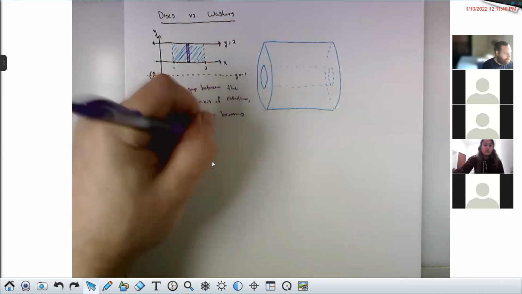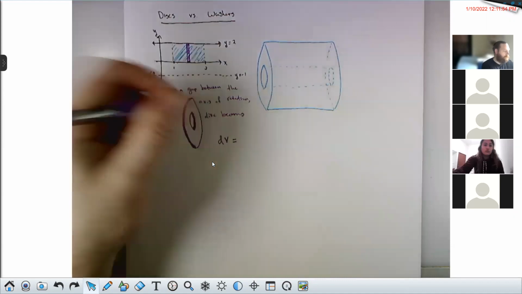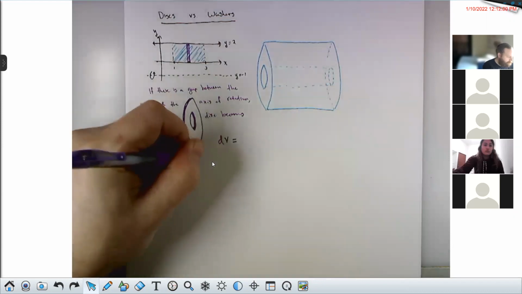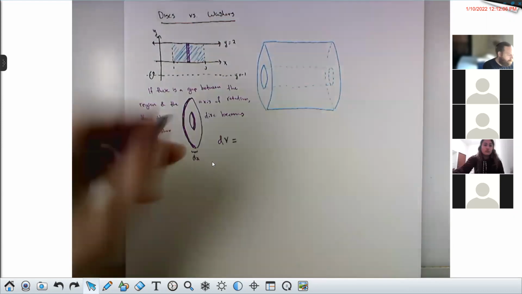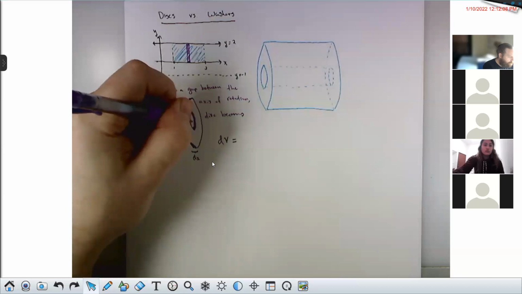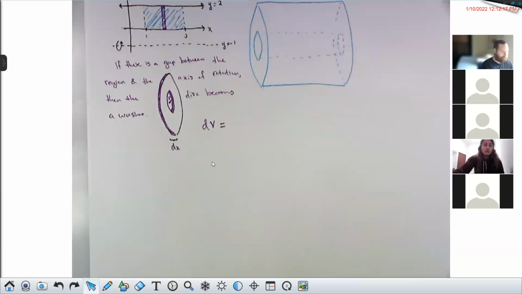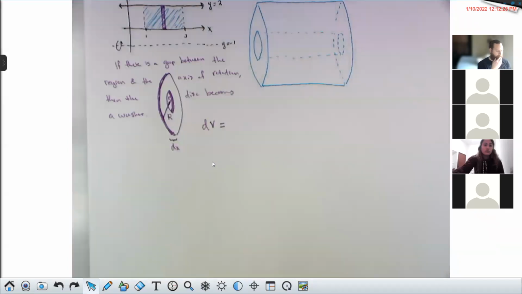Here, dV, the volume of this little disk, this disk still has a little thickness, which I'll call dx because it is a little x thickness. But it has two radii. It has one little radius, which I'll still call little r. We'll zoom in here. And it also has a big radius, which I'll call big R.